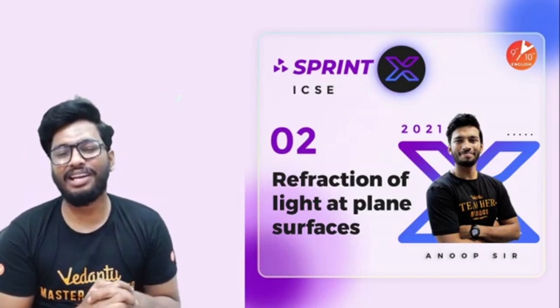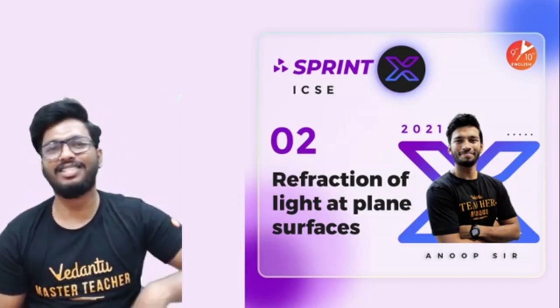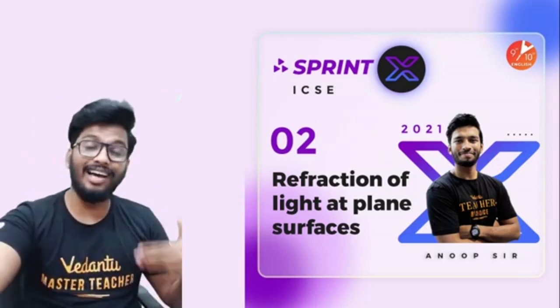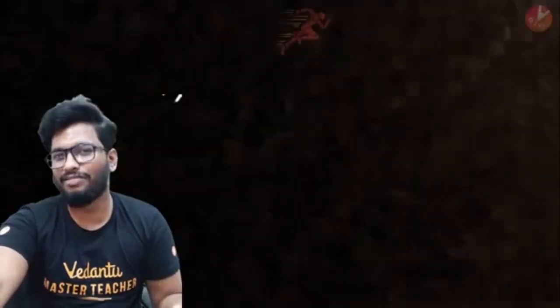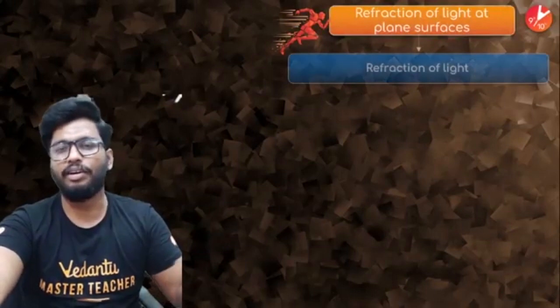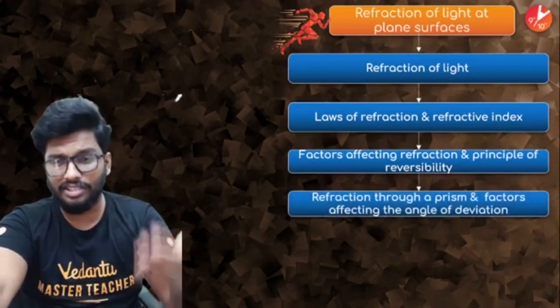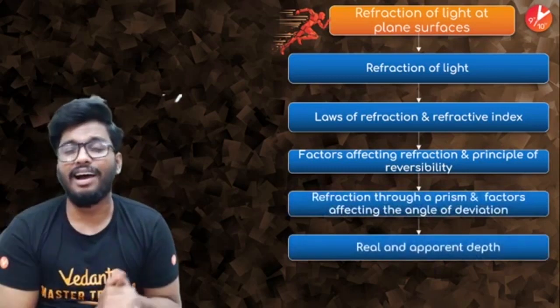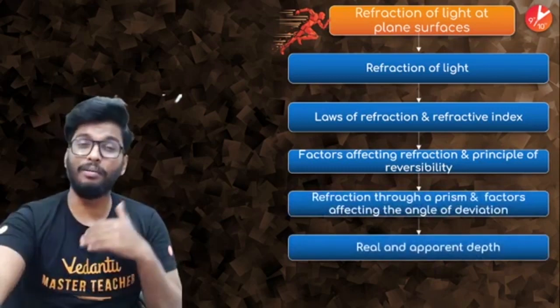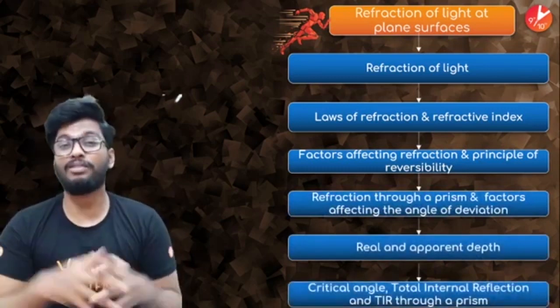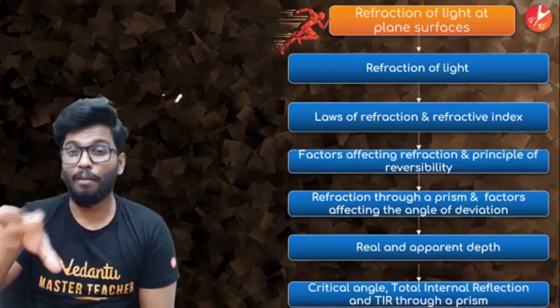Today we'll be talking about refraction of light at plane surfaces, session number 2. In the last session we had done pretty much half the chapter, but we are left with the rest of the chapter, that is total internal reflection, refraction through prism, factors affecting angle of deviation and all of that. So we'll be solving questions from those topics alone.